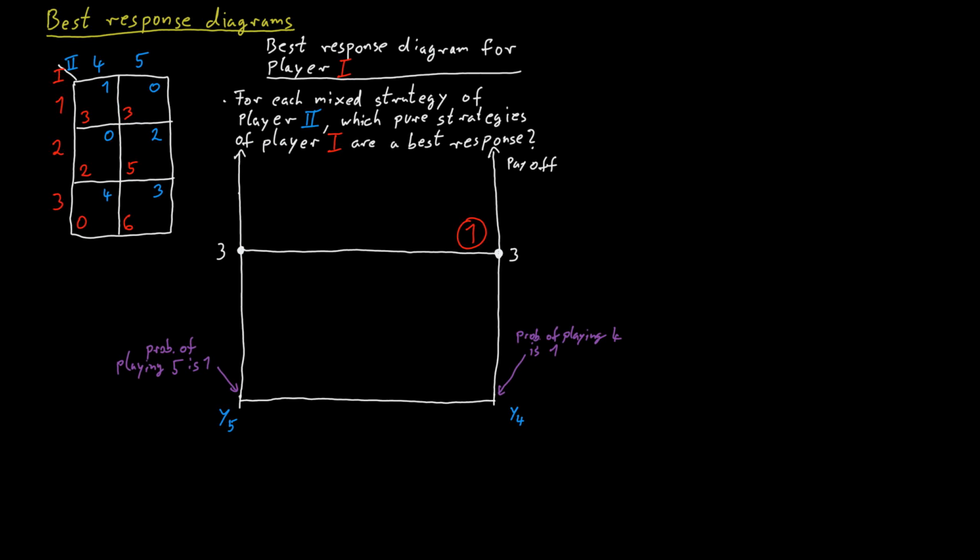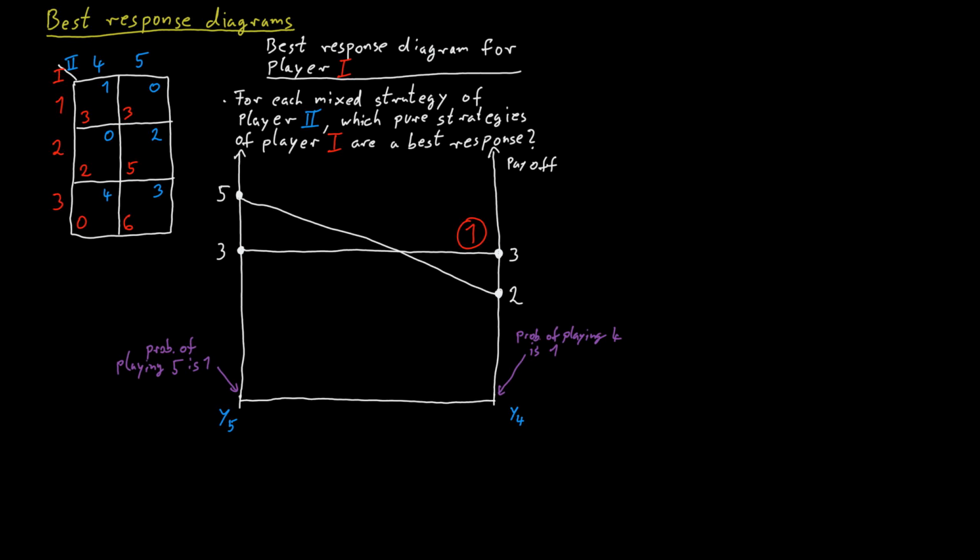Now we can do something similar for strategy 2. So what happens if player 1 plays strategy 2? Well, if the second player plays strategy 5 with probability 1, then the payoff is 5. If, on the other hand, the second player plays strategy 4 with probability 1, then the expected payoff will be just 2. And then in between, we just linearly interpolate the expected payoff. So it's just going to be a straight line from 5 on the left to 2 on the right.